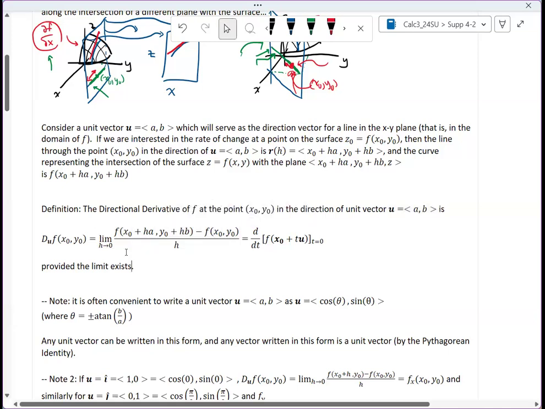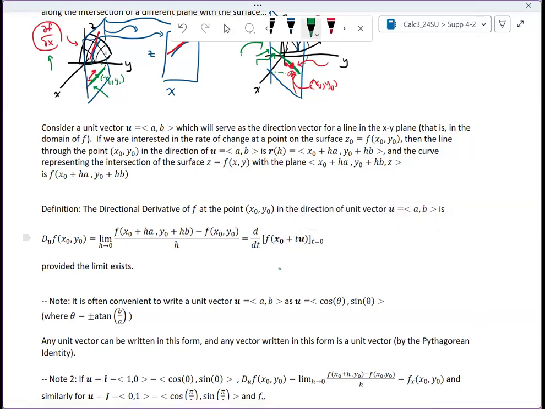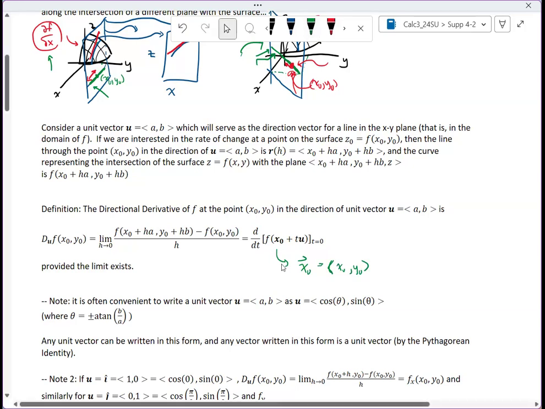We take it to be the limit of f of x naught plus ha, y naught plus hb, so this output here, minus f of x naught, y naught, over h. Or we could write this in vector notation as something like f of x naught plus tu, where here x naught we're taking to be a vector. So x naught vector is ⟨x naught, y naught⟩, x naught scalar in the first component and y naught scalar in the second component.